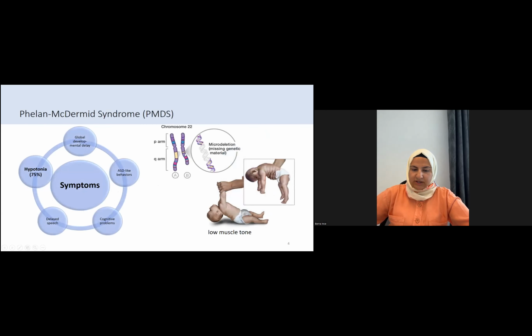SHANK3 is localized on the long arm of chromosome 22. Mutations lead to a haploinsufficiency of SHANK3 and cause Phelan-McDermid syndrome. Phelan-McDermid syndrome is a syndromic form of autism spectrum disorder, manifested as a rare genetic developmental disorder consisting of global developmental delay, absent or delayed speech, ASD-like behavior, and neonatal hypotonia. And we want to unravel why 75% of the PMDS patients have a low muscle tone.